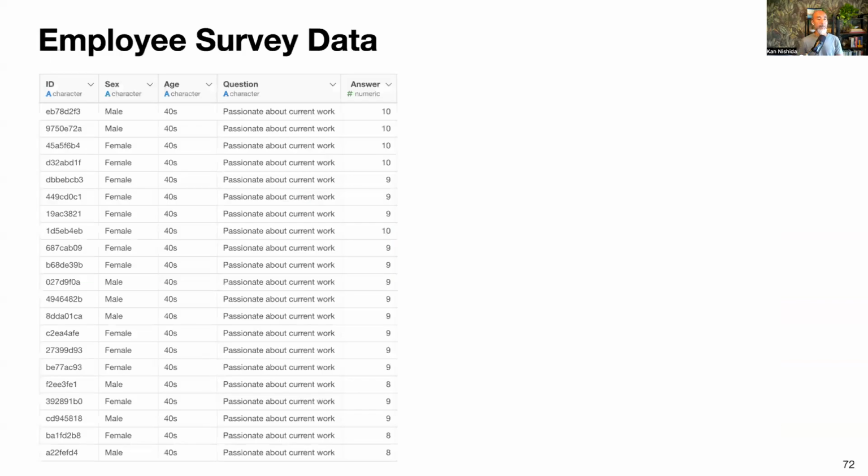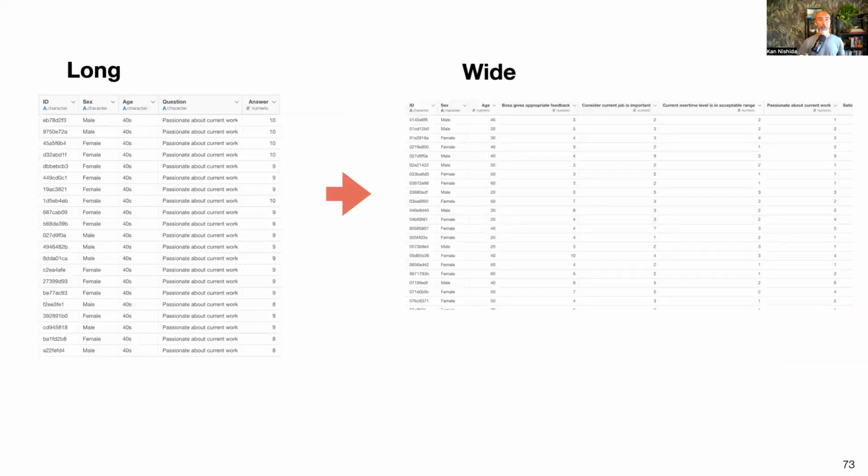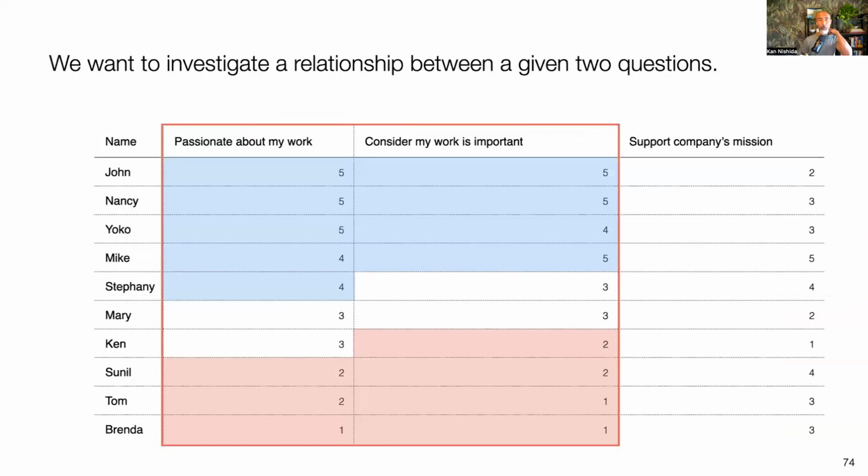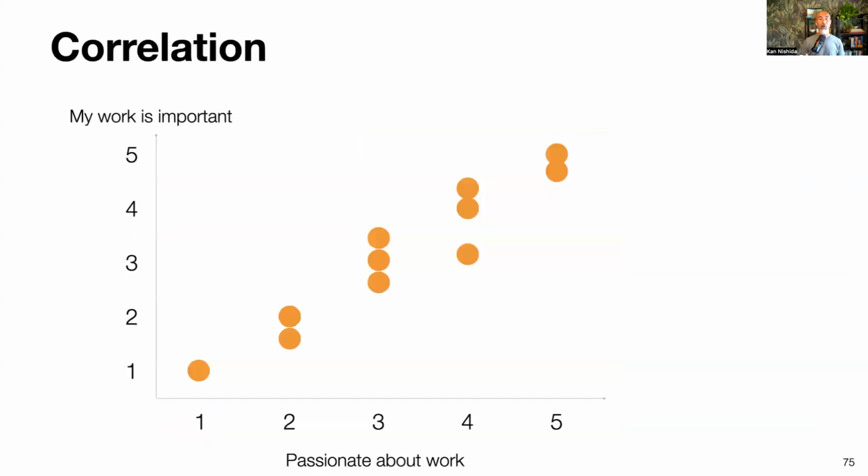Okay, so let's get back to the employee survey data. Here we have what looks like long data, but we want to convert it to wide data. Why are we doing this? Well, remember that we want to see the relationship between these two variables, or two questions, if you will. If they're correlated, that means the people who give a higher score on "my work is important" tend to also give a higher score on "passionate about work." That means these two are positively correlated.